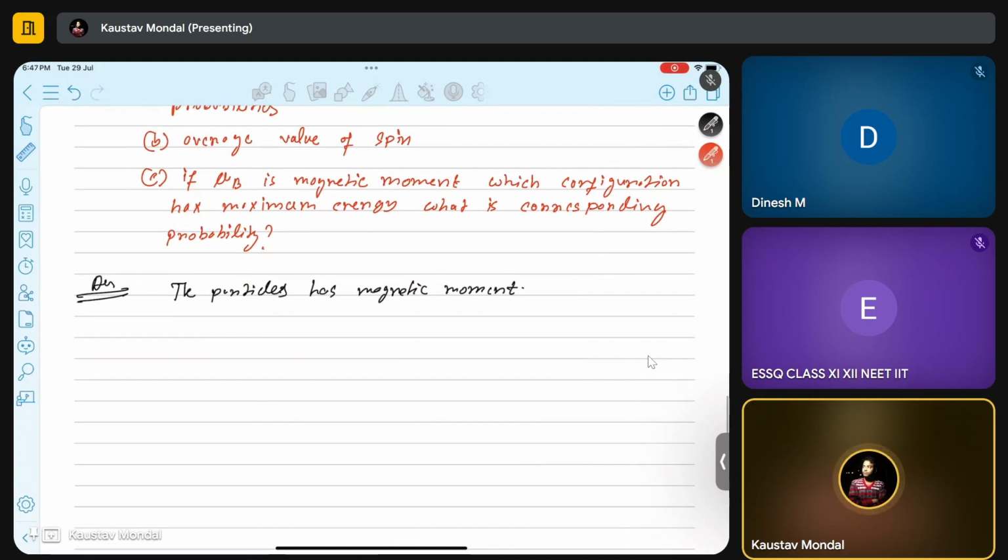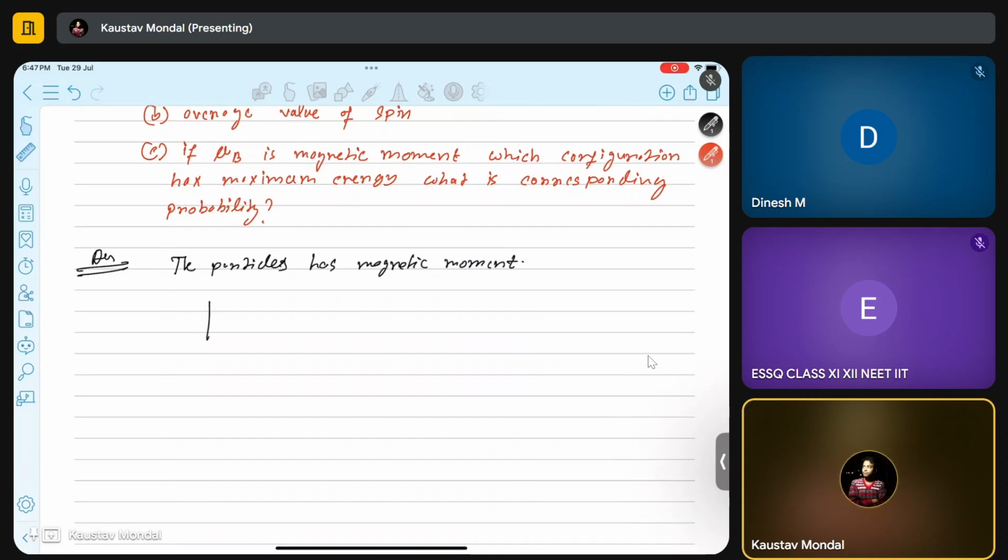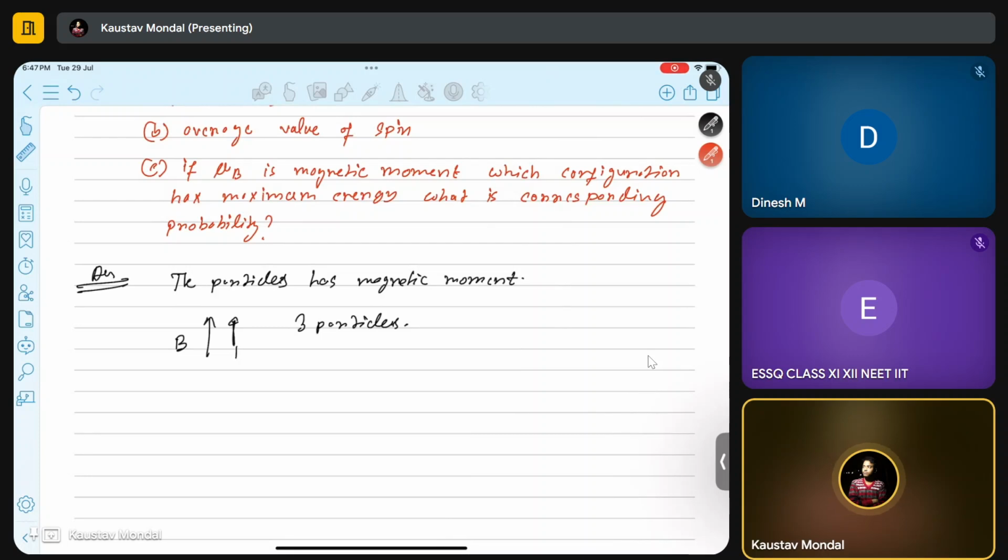Similarly here, if this is a magnetic field B, there are three particles. These magnetic particles, we denote their spin by using an arrow. This is called spin up, this is called spin down. So a particle can have this configuration or this configuration.